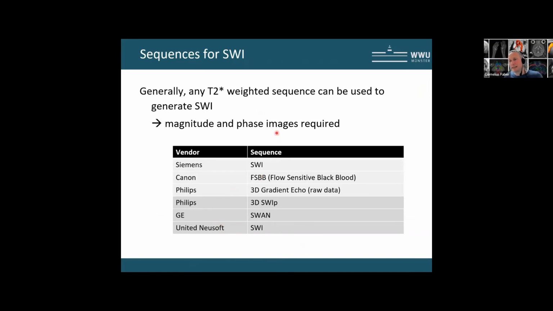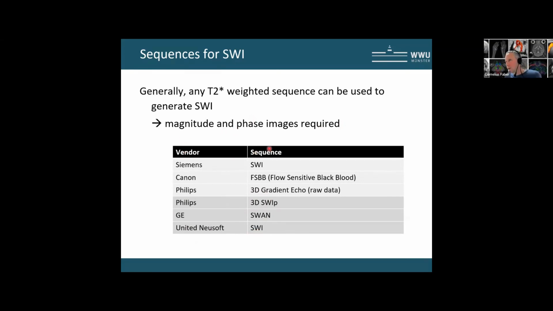If you want to do this practically, in principle, you don't need a special sequence. You can just run a multi-gradient echo sequence and then do it all on your own. Of course, most vendors have ready protocols to do susceptibility weighted imaging. On Siemens, for example, it's called SWI. On the Canon scanners, I just looked that up in the review, I have never been at the Canon scanner, it's the FSBP sequence. On the Philips scanner, you can use the 3D SWI-P sequence, or you can just use the raw data of a gradient echo sequence. On GE, it's called obviously SWAN, and on United Imaging, it's also called SWI.